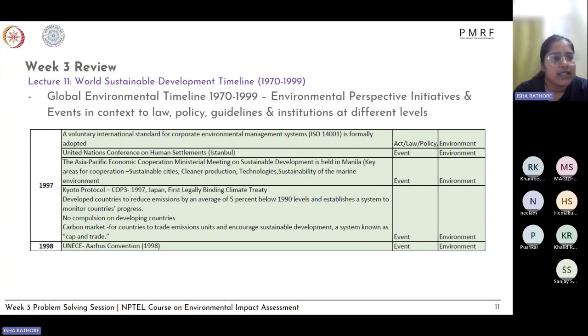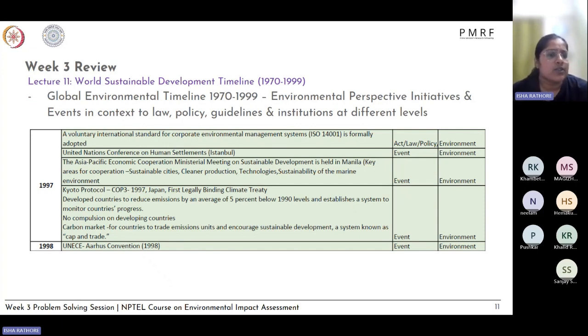Then in 1997, we also had the United Nations Conference on Human Settlements, which happened in Istanbul. Again, these conferences keep repeating themselves, but the agendas and aims discussed in the different years in which they happen are different. So refer back and maybe make a note of what was discussed in which conference. We also had the Asia Pacific Economic Cooperation Ministerial Meeting on Sustainable Development, which happened in Manila. They looked at sustainable cities, cleaner production technology, and sustainability of the marine environment. So this was what was discussed.